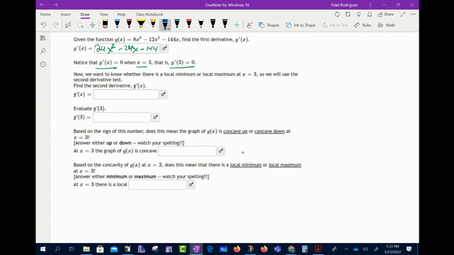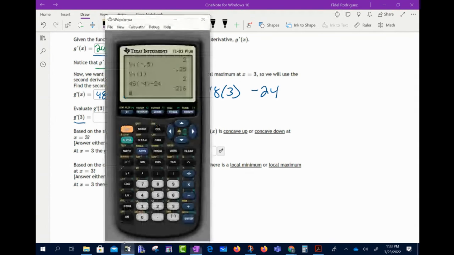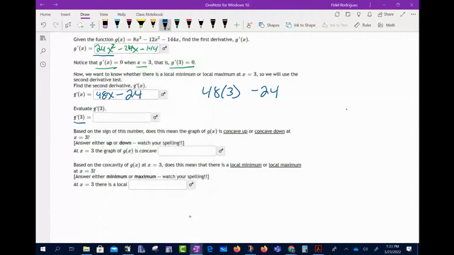So now, look at the second part. The second part says, can we find the second derivative? Yeah, we know how to do that. What's the derivative of 24x squared? 48x minus 24. Okay, we're going to do the same thing here, y'all. We're going to evaluate that derivative at 3. So we're going to take 48 times 3 minus 24. So 120. There you go.